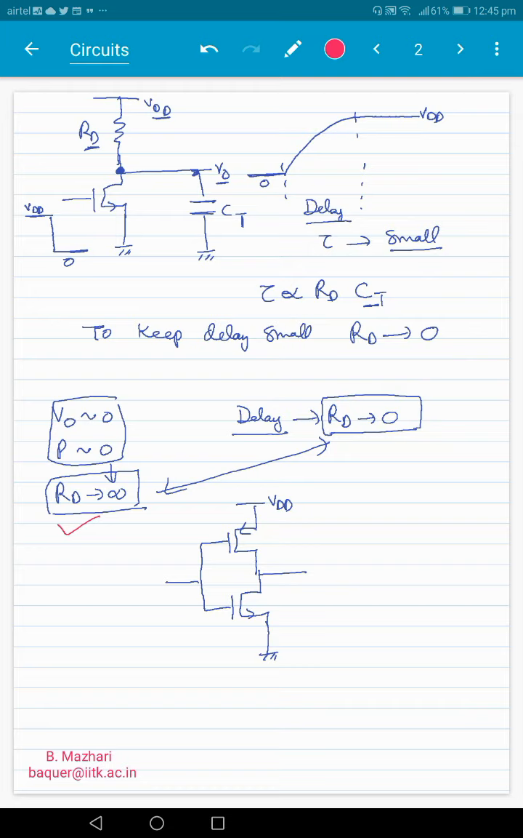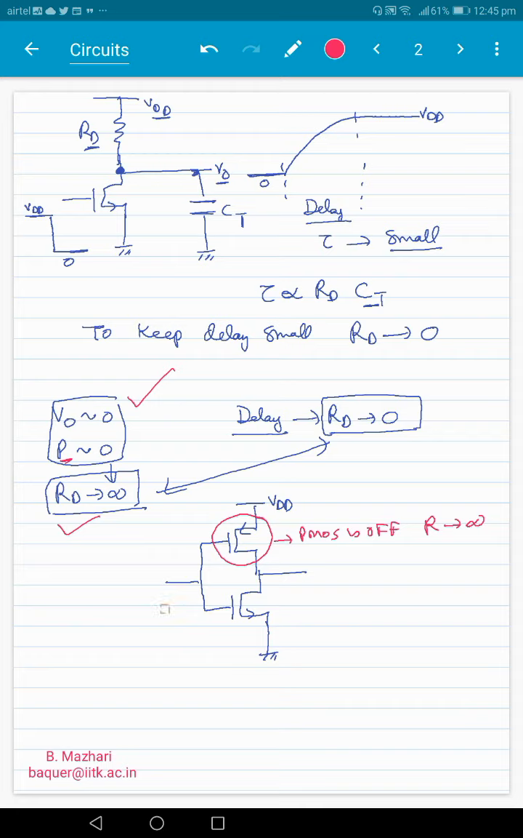When you apply a high voltage here, so when you apply VDD here, this is the substitute for RD. When you apply high voltage VDD, the PMOS is off, and therefore its resistance is very high, almost infinite. So it satisfies this criterion. It allows us to get V0 equal to 0 and power also equal to 0. So that criterion is satisfied.